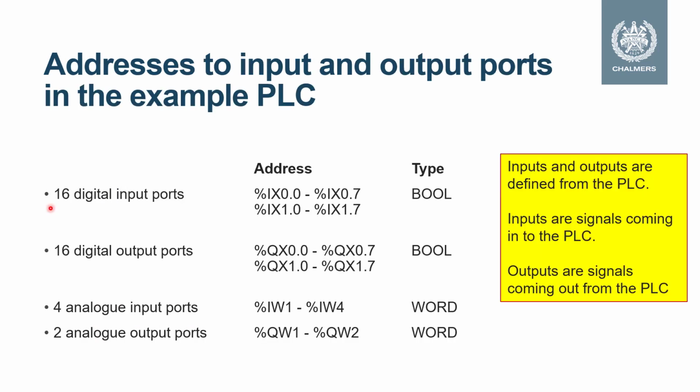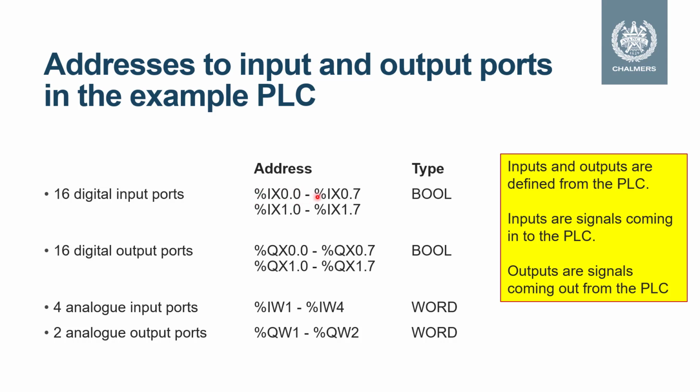In my example PLC system, I have 16 digital input ports, 16 digital output ports, 4 analog input ports, and 2 analog output ports. They can be connected to the process to be controlled. We will also need to connect it into the PLC, which means that they have to be addressed. The addresses in the Codesys system are like this. We have a percentage sign, IX 0.0. That is the first input port.